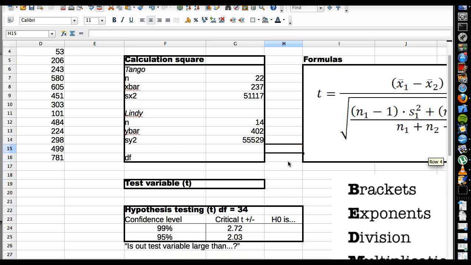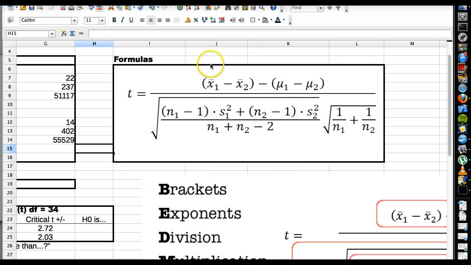But otherwise, it seems like we have all the parts that we need for our formula. We have our estimates, and we're going to calculate the difference between them. We're going to look at the difference between the average number of Facebook friends that our Lindy Hoppers had and our Tango dancers and see if this difference is large. And then we have our uncertainty, so we have variation in our sample sizes.